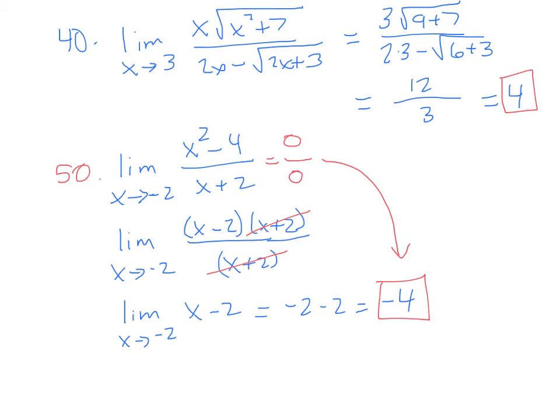When you get 0 over 0, you're just going to have to try something else. Usually factoring and canceling is going to work for us. So please try that. And then again at the bottom here, we just substitute.